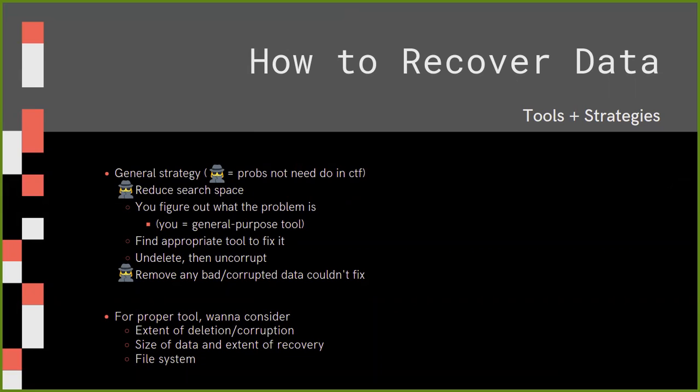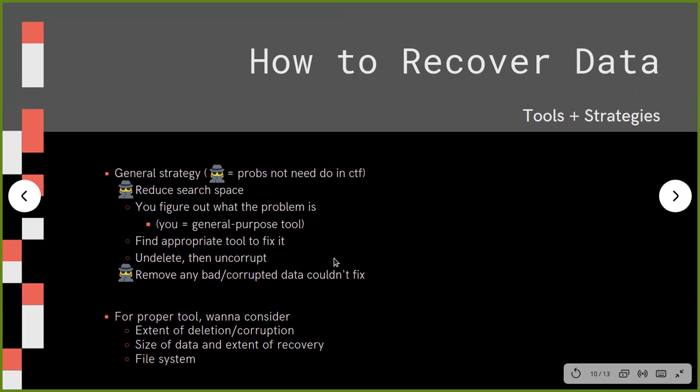And then undelete, and if you need to, uncorrupt. Afterwards, if there's still data that's corrupted that you can't get rid of, you need to remove that before you start analyzing any of the data. Because if you try to read and you get to a bad sector, you won't be able to read past that sector. So just so that you're able to read everything, you want to remove anything that was still corrupt. But in general, you shouldn't be getting anything in a CTF that was corrupted and could not be uncorrupted. That doesn't seem reasonable.